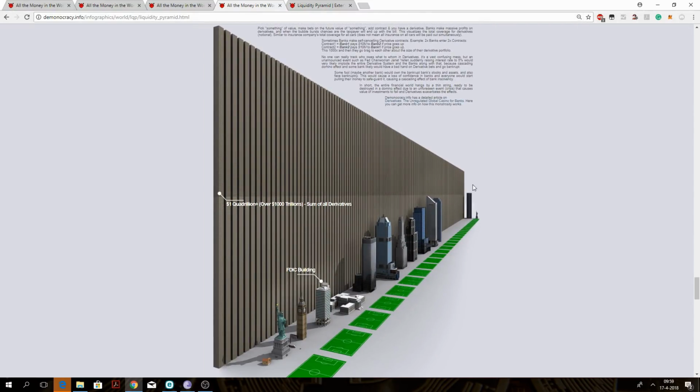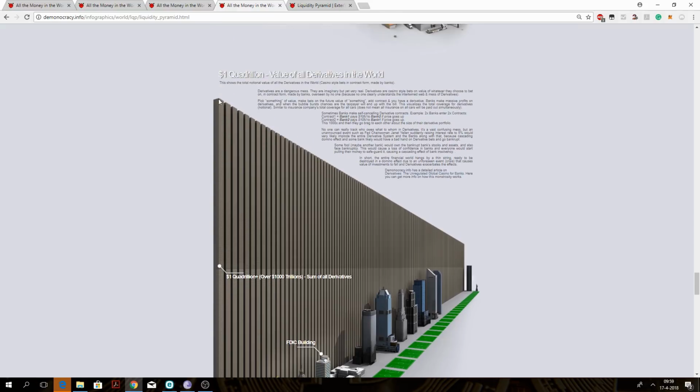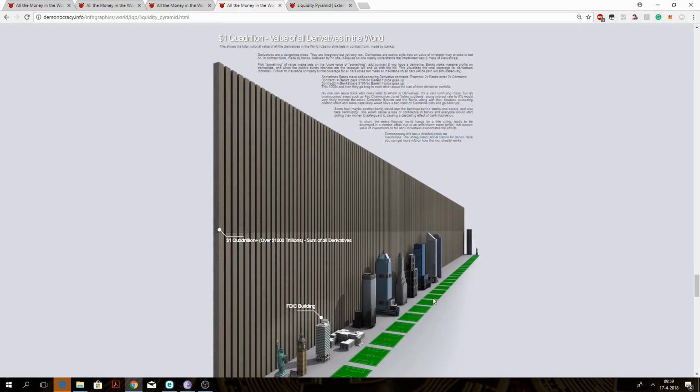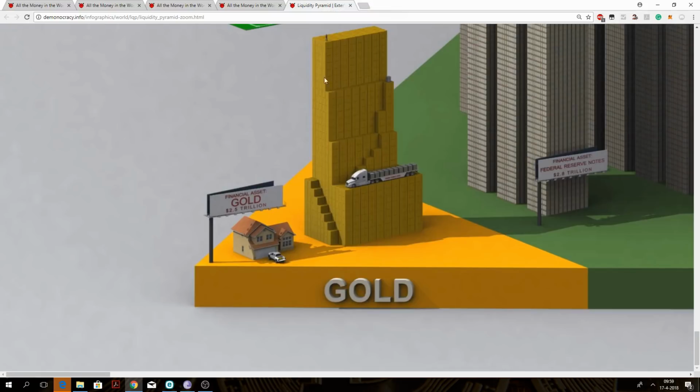Let's make it a bit more extreme. Here you can see the value of all derivatives in the world visualized. Now, what are derivatives? Basically, you take something that has value, you bet on it whether the value will increase or decrease in an X amount of time, and if you win you get money, if you lose you lose money. Basically these are derivatives.